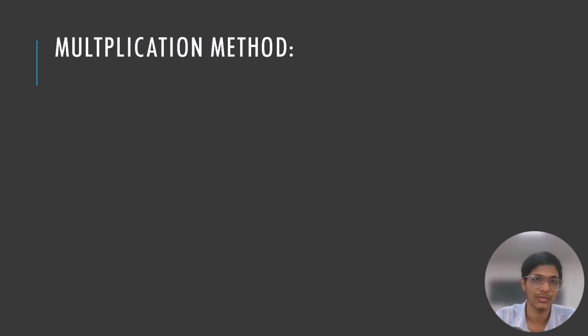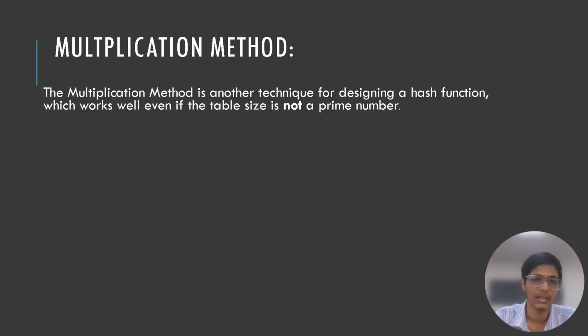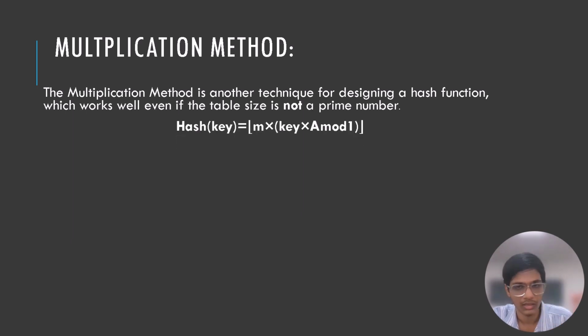Finally, the fourth method is the multiplication method. The multiplication method is another technique for designing a hash function, which works well even if the hash table size is not a prime number. Let us see further. Here, the hash function is h(key) = floor(m * ((key * A) mod 1)).